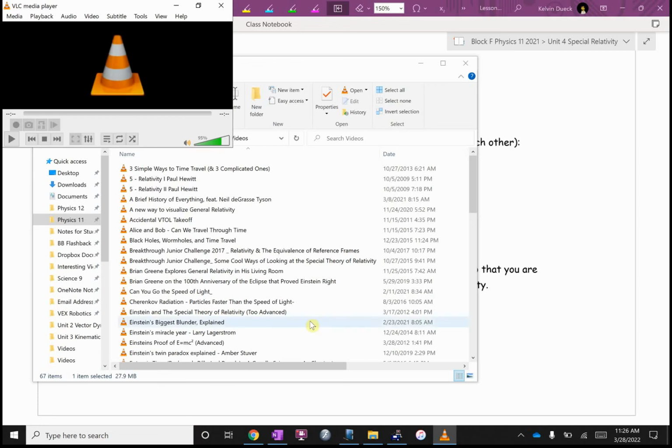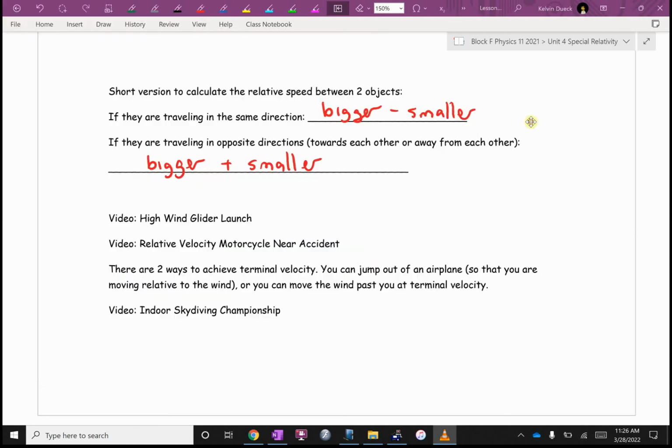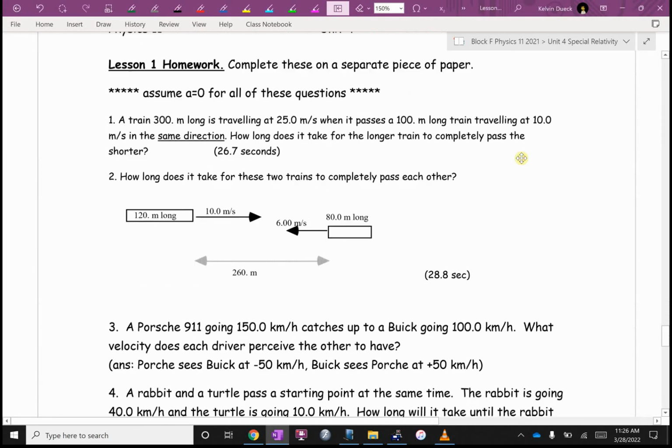So another neat example of relative speed. Relative to us, they were at rest, but relative to the wind, they were hitting terminal velocity because the wind was moving past them. What's your homework?